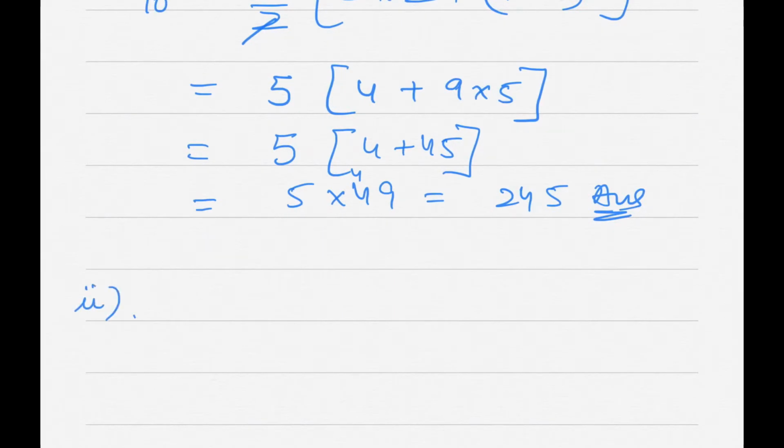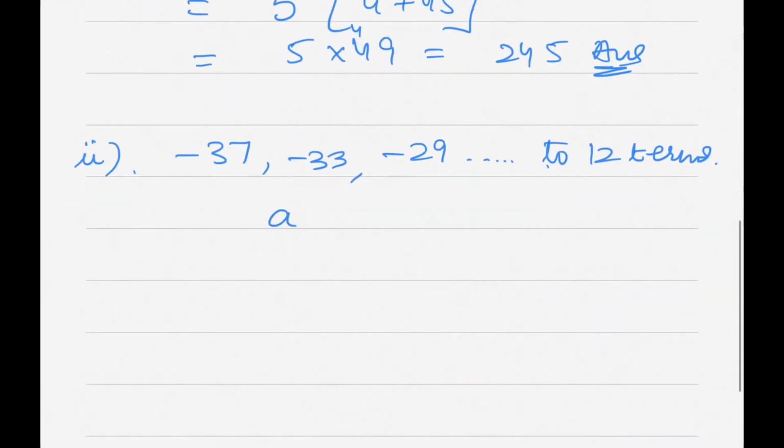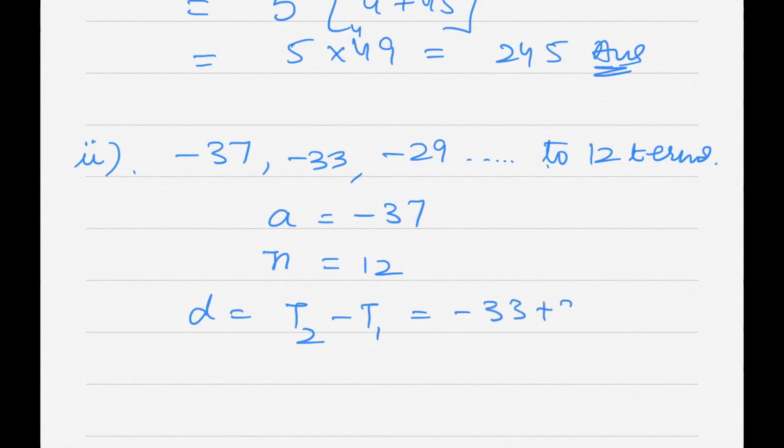Okay, let's move to second part now. So second part, my AP is minus 37, minus 33, minus 29 and so on to 12 terms. Okay, so again, for this one I know that a is given to me from this AP, I can figure out is this, and n is equal to 12 because I have to find up to 12 terms, and my d would be equal to again second term minus the first term, so minus 33 plus 37, right? So this gives me 4.